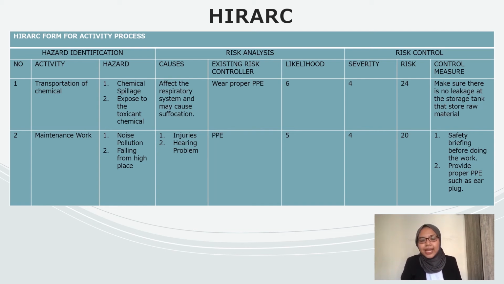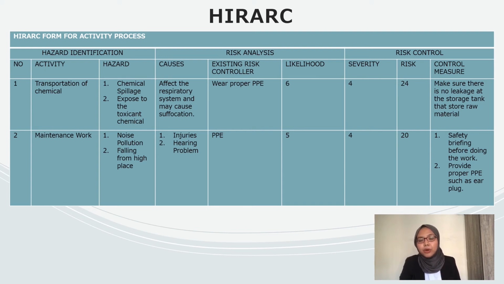The first one is during the transportation of the chemical. The hazard that has been identified is chemical spillage, and also the worker may be exposed to the chemical toxicant while doing this job. The effect from this hazard is that it may affect their respiratory system and can cause suffocation. In order to prevent this from happening, control measures have been taken, such as the worker needing to make sure that there is no leakage on the storage tank that has been used to store the chemical while transporting, and they have to wear proper PPE while handling this job.